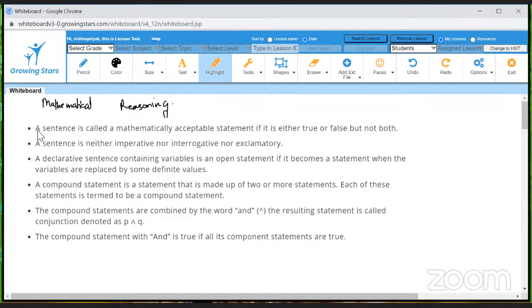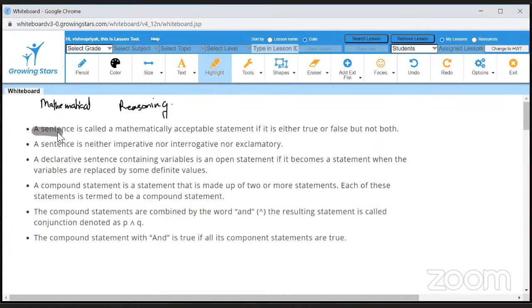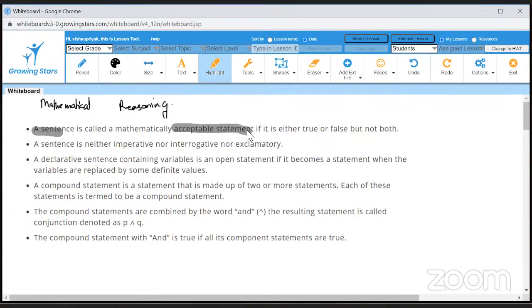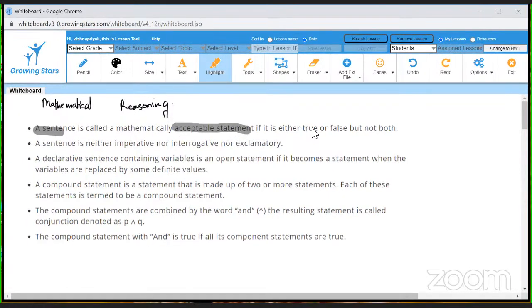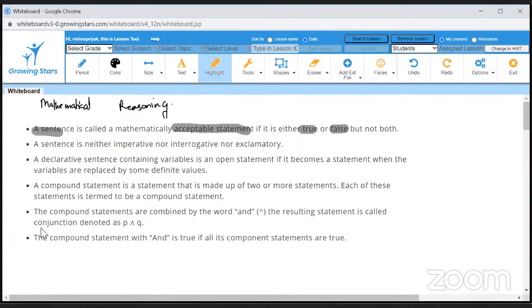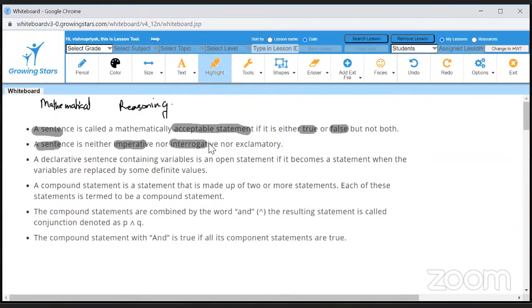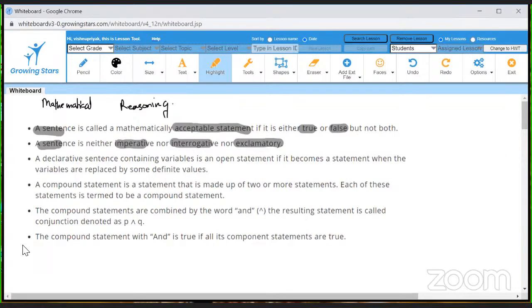First, what is a sentence? A sentence is an acceptable statement which you can say is either true or false, but you can't say it is both true and false. A sentence cannot be an imperative sentence or a question or exclamatory. It has to be a statement.